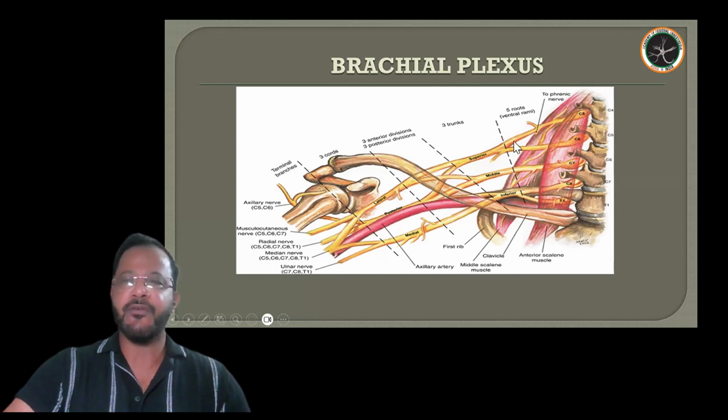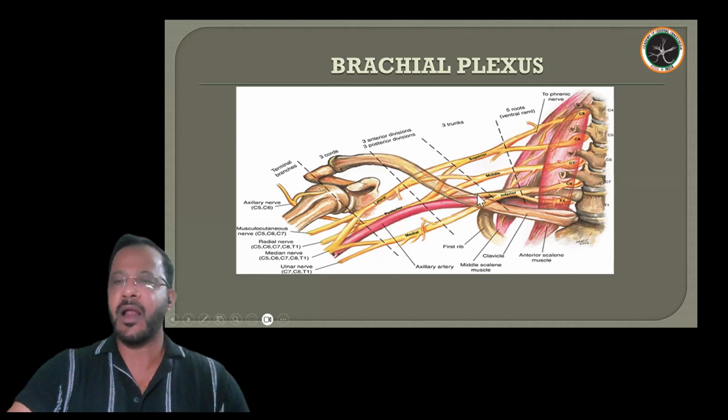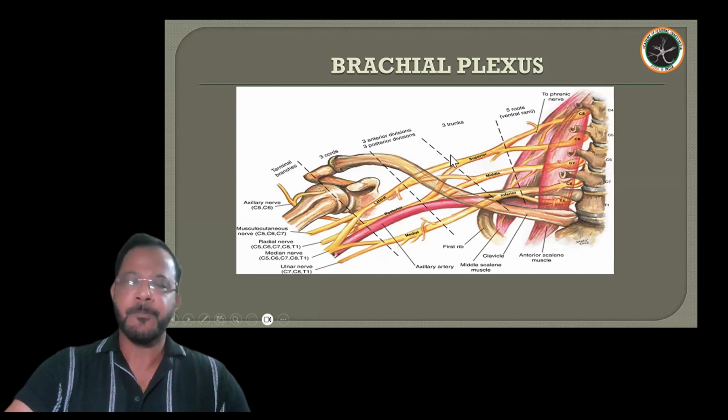At the level of roots, you give the PNS guided approach to the brachial plexus, that is the interscalene approach. Then the three trunks divide into anterior and posterior divisions, and just above the clavicle you have the trunks and the divisions. And here you have another approach, that is the PNS guided supraclavicular approach to the brachial plexus.